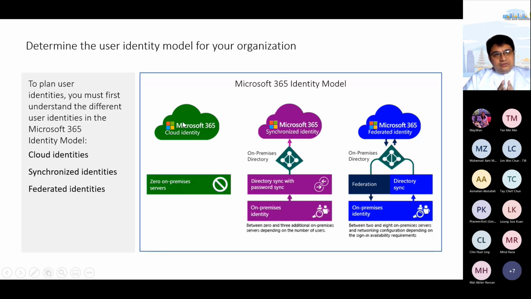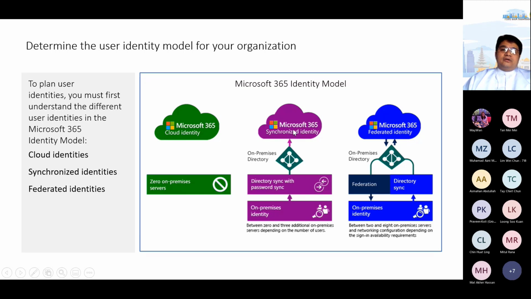And first of all, you need to know the Microsoft 365 storage is two parts. First is OneDrive, and the second is SharePoint. This is only two storage. This is a place, okay. And second, you need the other identity model.